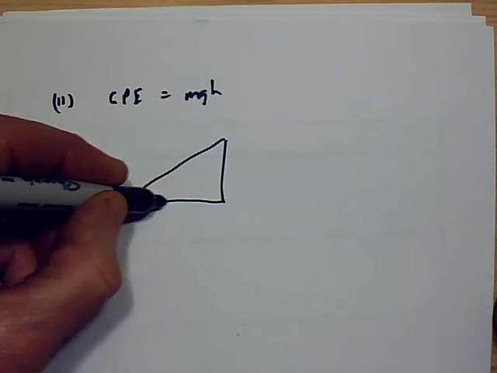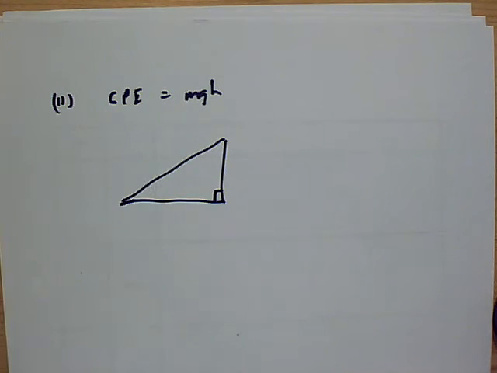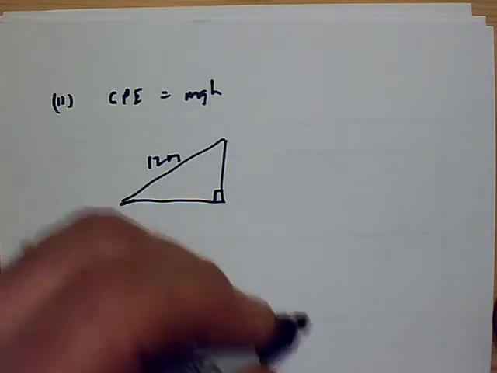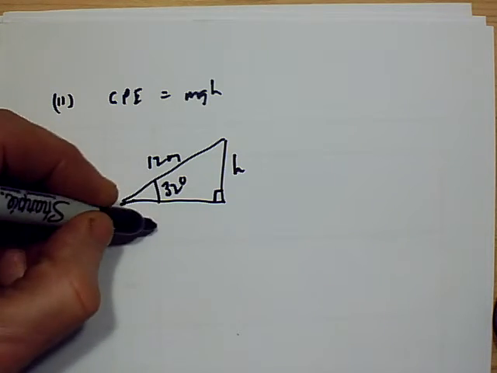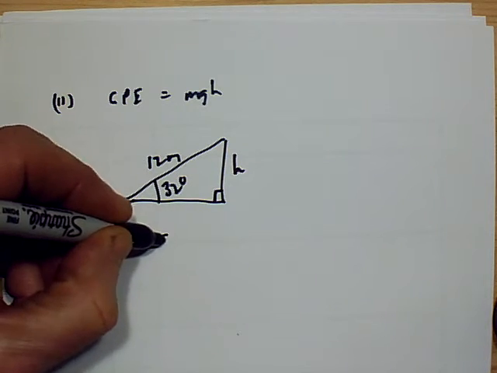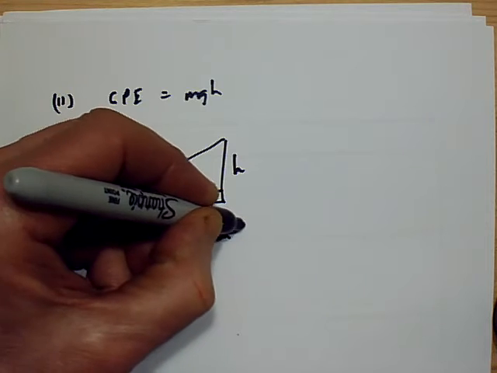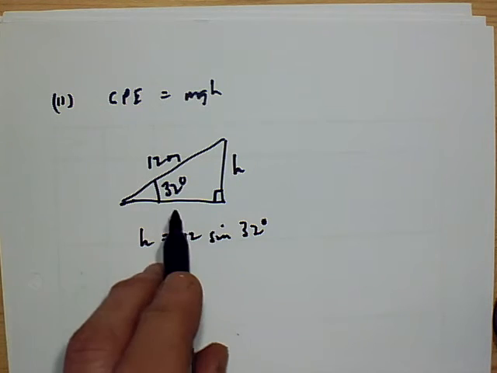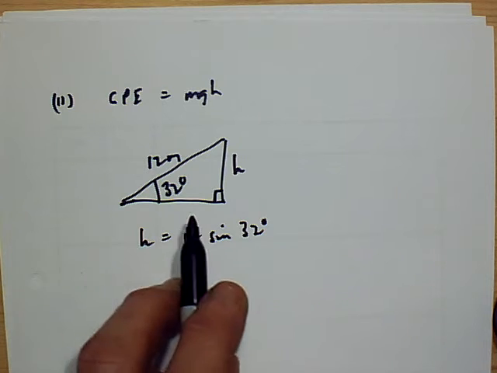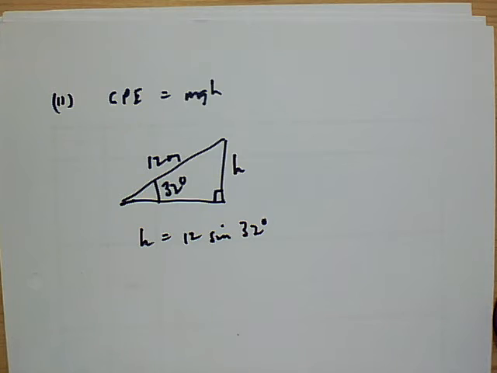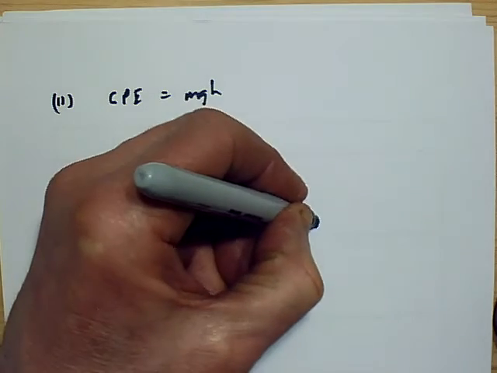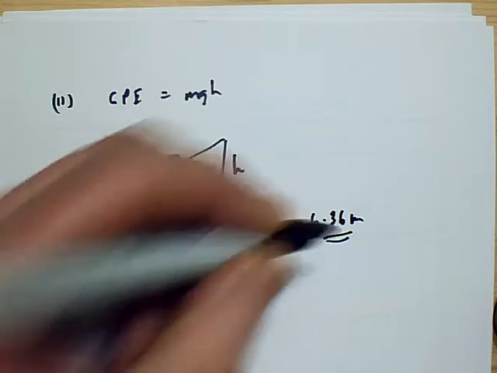Here's the diagram of the situation. We know this is 12 meters up here, and we know it's 32 degrees there, and that's h. We're not given h, but we know 12 meters and 32 degrees. So from trigonometry, h equals 12 sine 32 degrees. Why sine 32? Because of SOHCAHTOA. Sine goes with opposite, cosine goes with adjacent. So hypotenuse times sine 32 gives us 12 sine 32, which is 6.36 meters. So we know the height there.